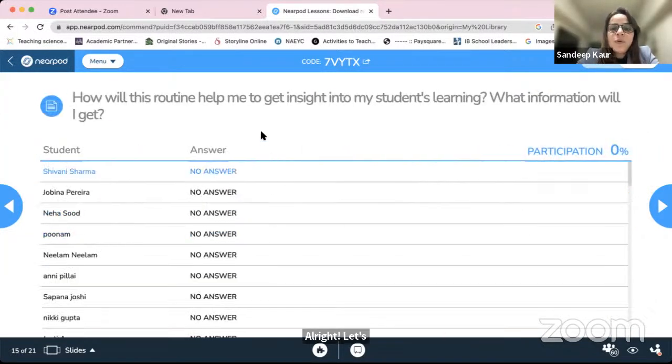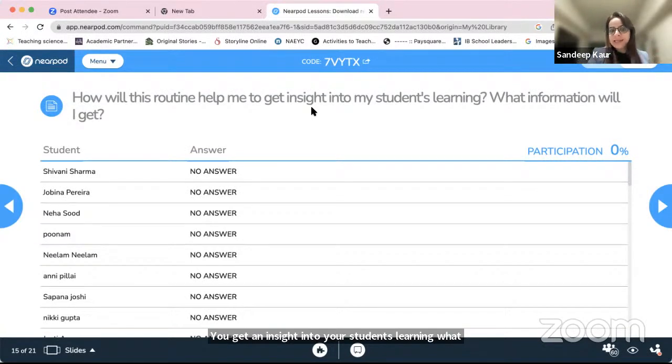Now I want you to step into the role of a teacher and think: how will this routine help you get an insight into your students' learning? What information will you get as a teacher? You've had an experience of being a student, probably using these strategies with me. Now, step back, put on the hat of a teacher, and think what insight you would get as a teacher of your learners.